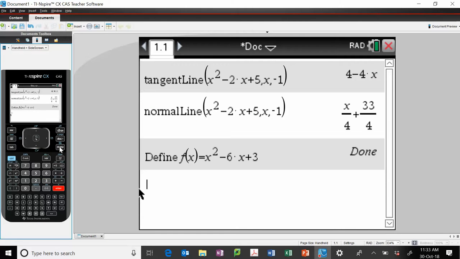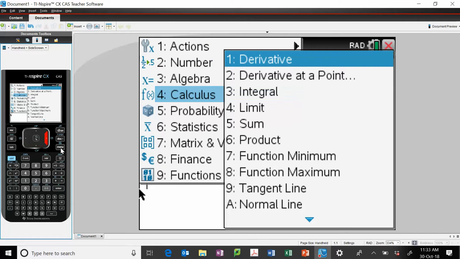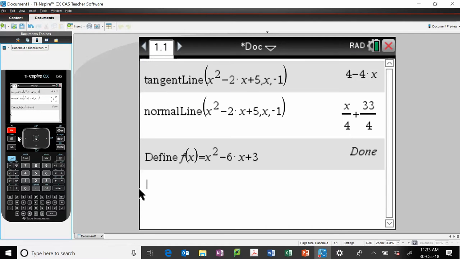Now, how do you find the derivative? You can go to menu, calculator, calculus, and then derivative, so menu 4, 1. Or on your calculator, if you press the shift button, and then press the minus button, you get the derivative, okay? So let's do it again. Press the shift button, press the minus button. It gives you the derivative.